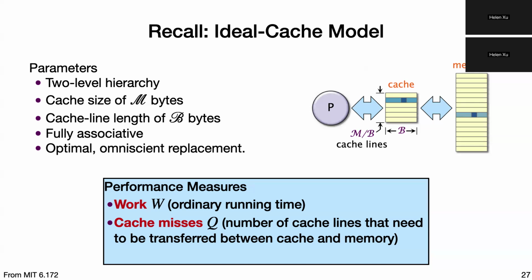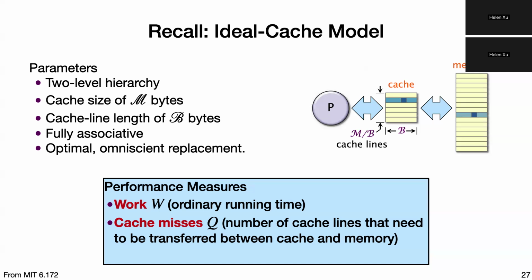So, yeah, there are 2 main performance measures. The first one is work, which is just the normal running time that we have been doing so far, also in work span analysis. And the new one is cache misses, usually Q, which is the number of cache lines that need to be transferred between cache and memory. So the main thing to notice is that Q is counting only the cache line transfers.